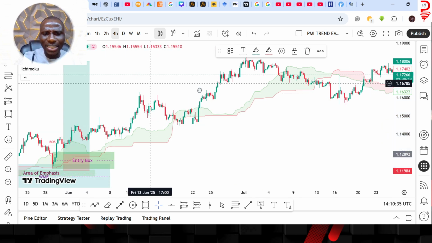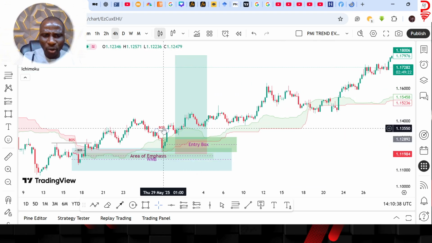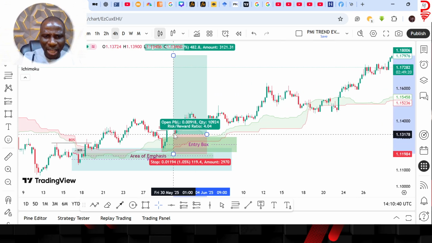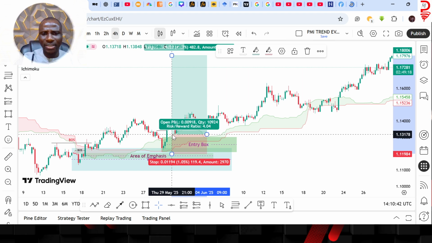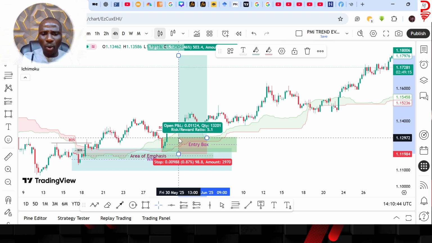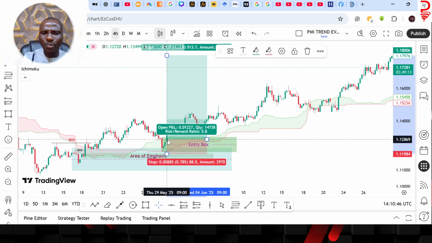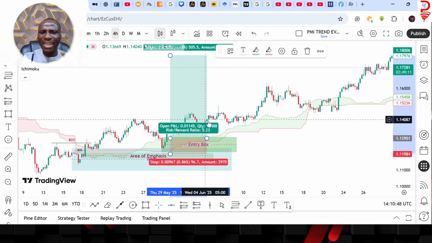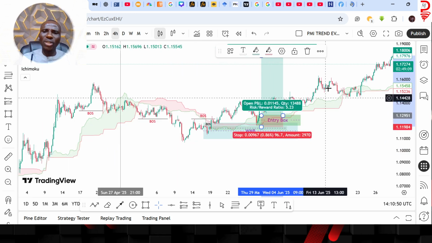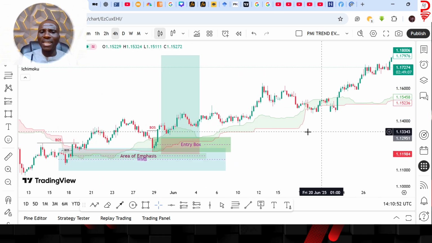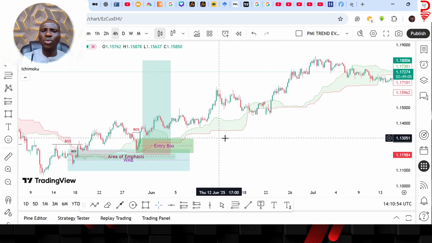Suppose you enter the trade here at the tip of the break of structure, because that's where you are expected to enter if you are not refining. Are you getting it now? But at PMI, we refine as much as possible to get a sniper entry so that we can get a very nice risk to reward. This is how you position for a trade.